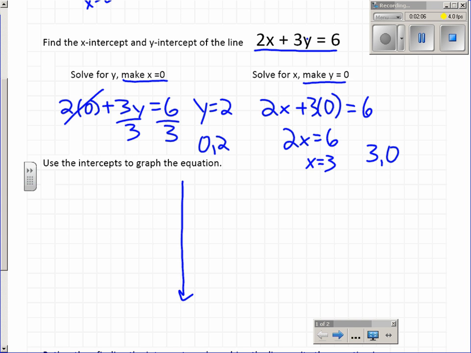So draw our graph, use our graphing lines. It's a lot easier than drawing little dashes. (0, 2), y-intercept, (3, 0), x-intercept. That's our line, and that's it. Pretty simple. All right.